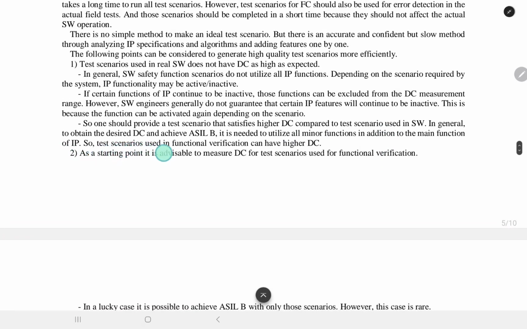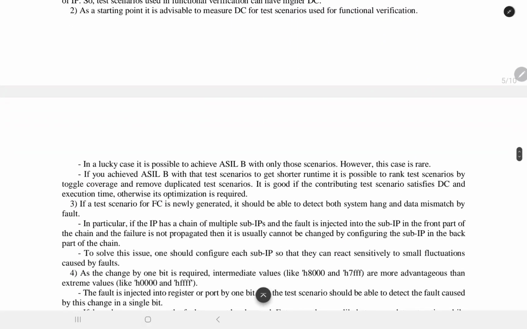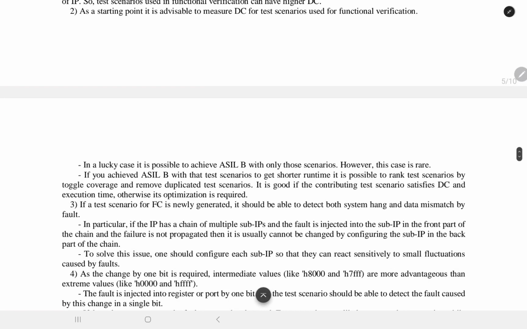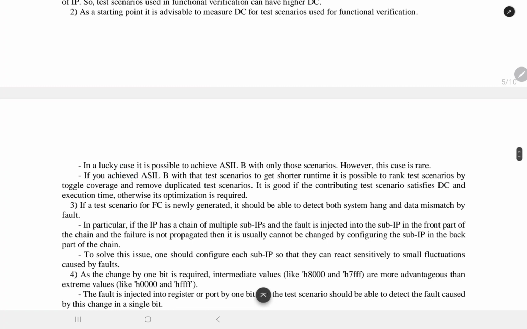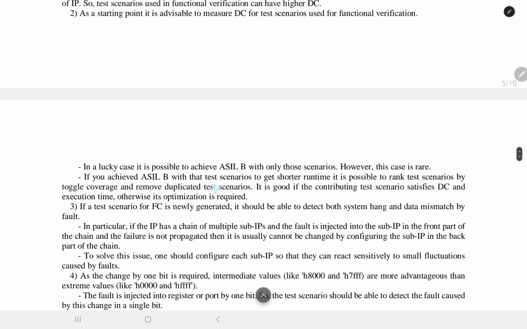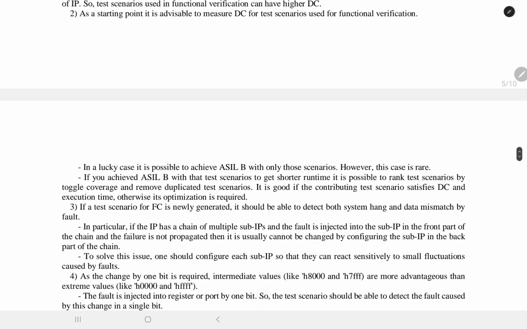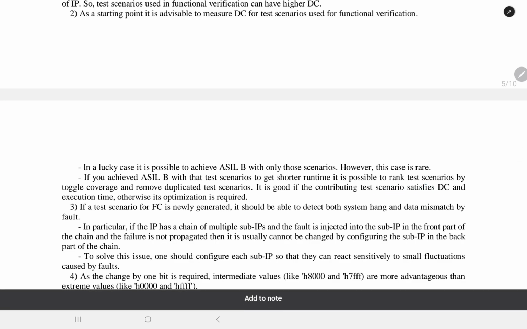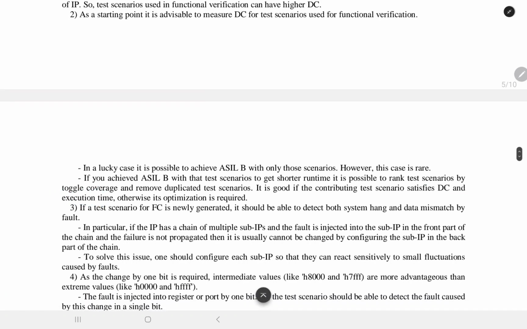2. As the starting point, it is advisable to measure DC for the test scenarios, the functional verification. In a lucky case, it is possible to achieve ASIL B with only those scenarios. However, the case is rare. If it takes a long time to achieve ASIL B with the test scenarios, it is possible to rank test scenarios by the total coverage and remove duplicated test scenarios. It is good if the contributing test scenarios satisfy the DC, diagnostic coverage, and the execution time. Otherwise, optimization is required.